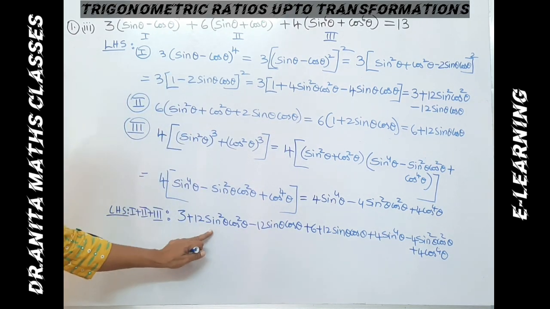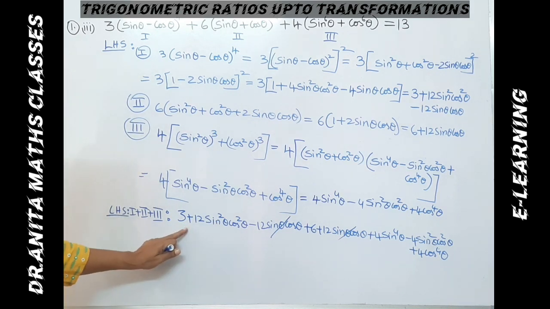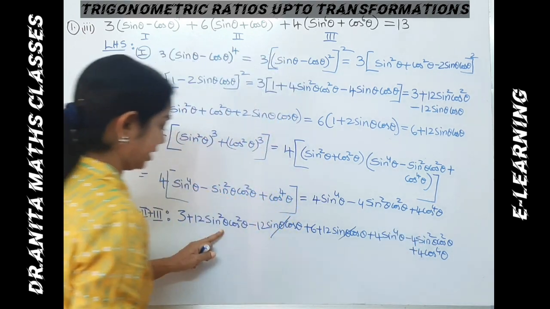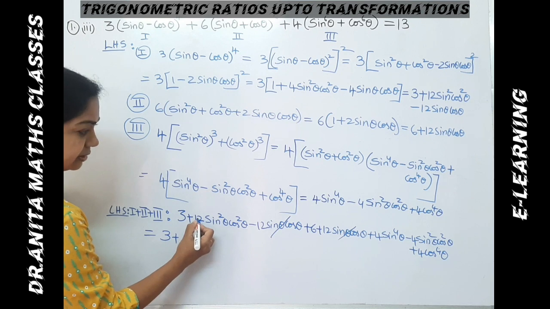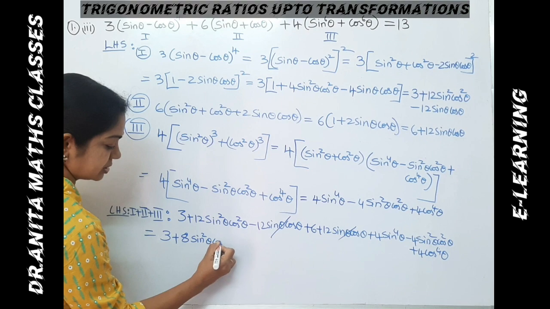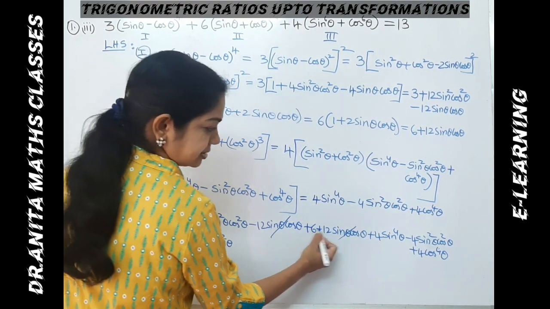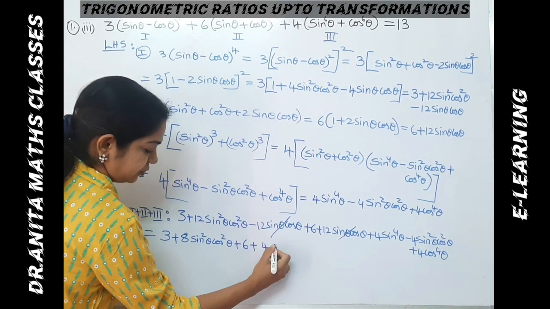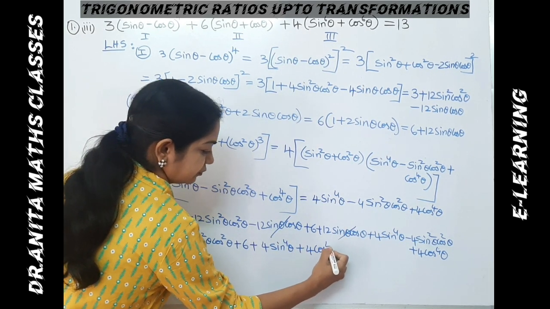Now let us see any cancellations here. See here, these minus and plus 12 sine theta cos theta go off, and here 12 sine square theta cos square theta and minus 4 sine square theta cos square theta, that comes to 8. So this is 3 plus, here 12 minus 4 is 8 sine square theta cos square theta. Now here 6. Let us write plus 6 plus 4 sine to the power of 4 theta plus 4 cos to the power of 4 theta.